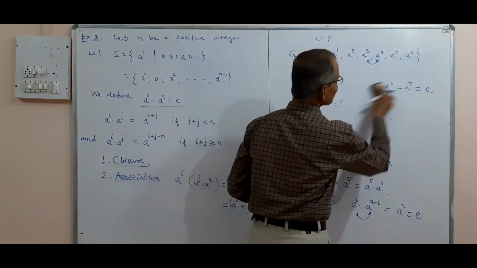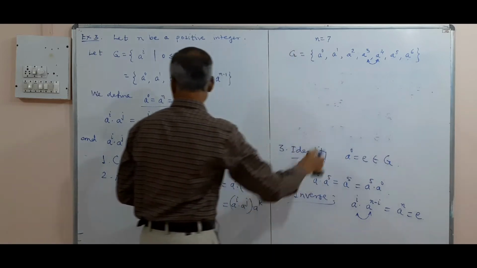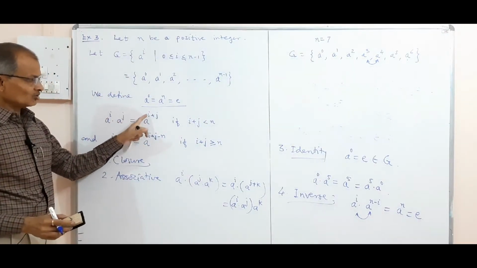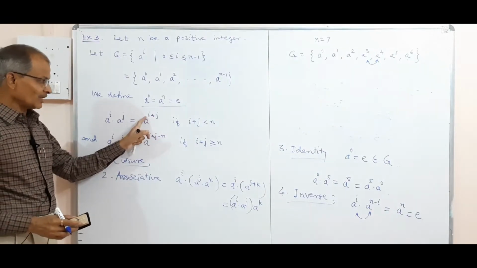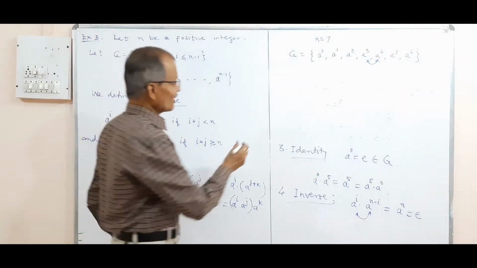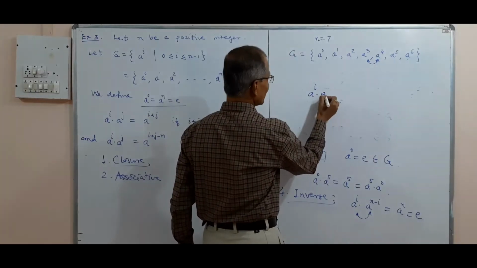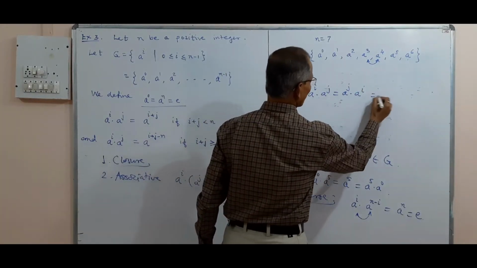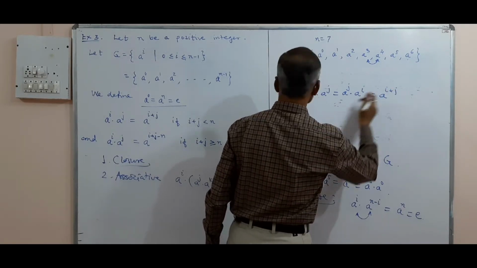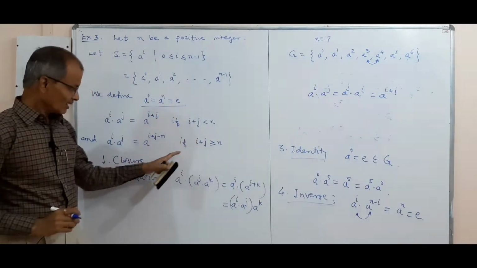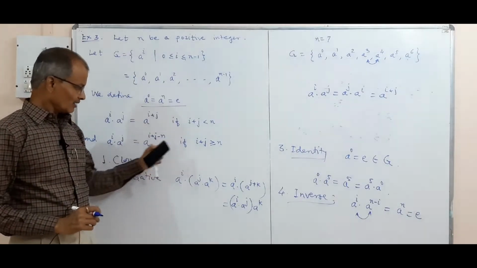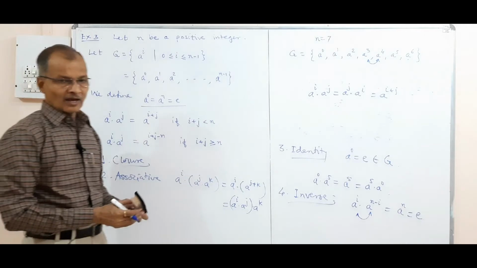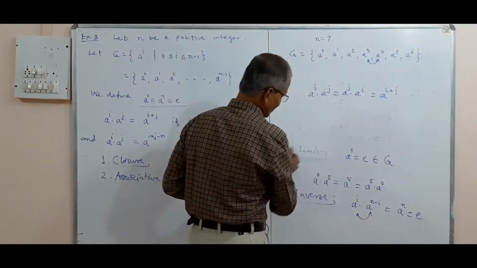Whether it is abelian? Yes, it is abelian, because a raised to i into a raised to j is a raised to i plus j, but it is the same as j plus i, and therefore we have a raised to i into a raised to j equal to a raised to j into a raised to i. Both are a raised to i plus j when i plus j is less than n, and similarly the same property holds when i plus j is greater than or equal to n, and this forms an abelian group.